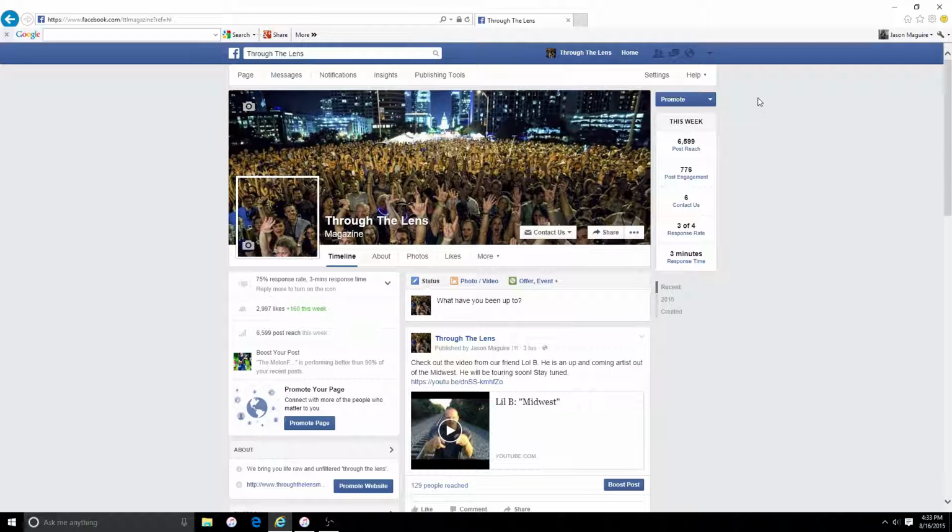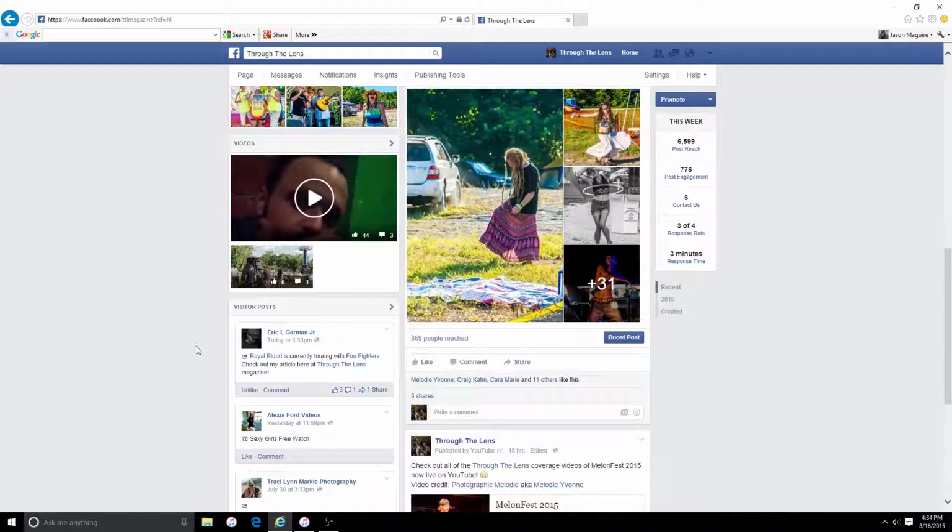Now, a lot of people have been posting to this page from another page. So for example, if you're posting from your professional page to this page, or from your personal page to this page, you don't actually show up here on the news feed. You're going to show up as post to pages over here as visitors posts.